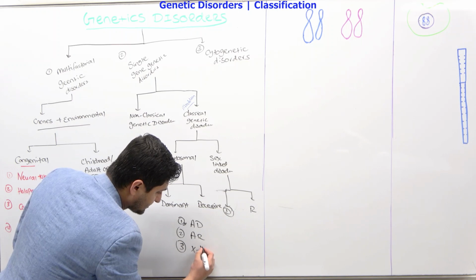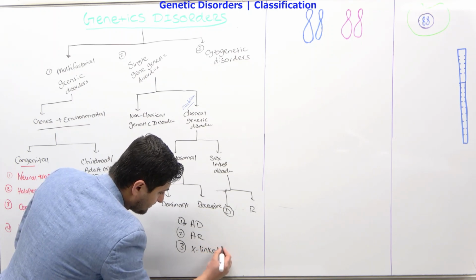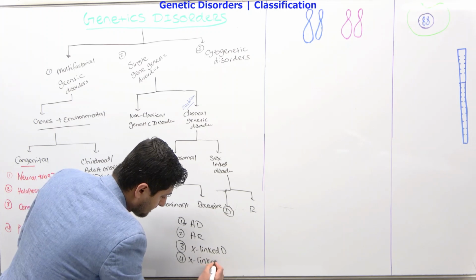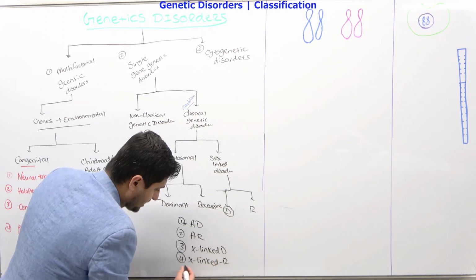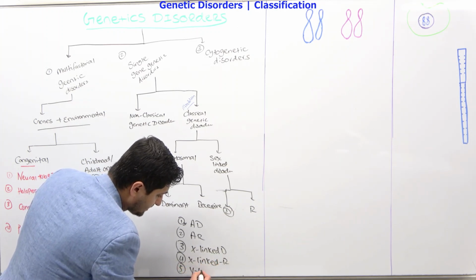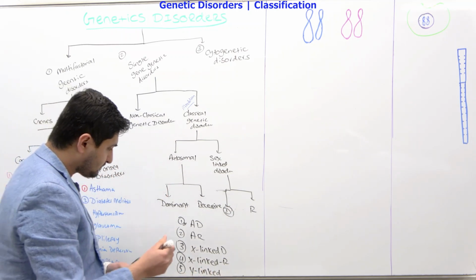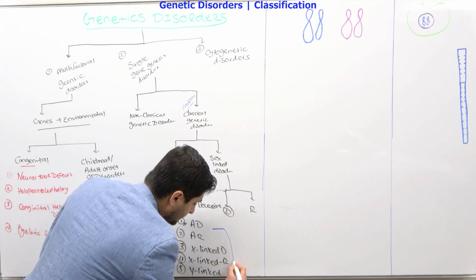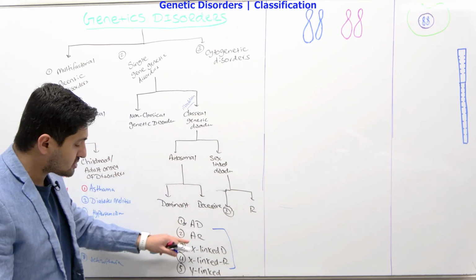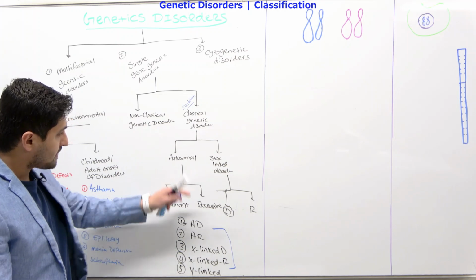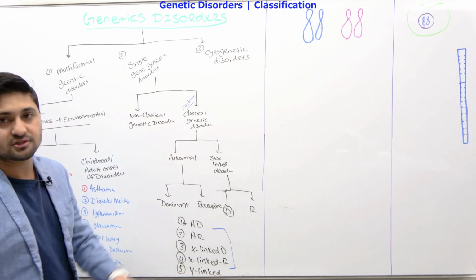So you have X-linked dominant, or X-linked recessive, or maybe Y-linked, same. But most commonly, these four you must remember for your Step 1: autosomal dominant, autosomal recessive, X-linked dominant, and X-linked recessive. Very, very important, right? And those follow the classical genetic disorders.